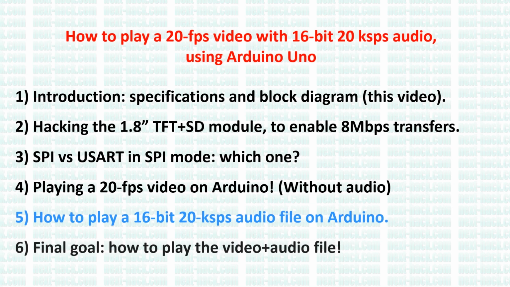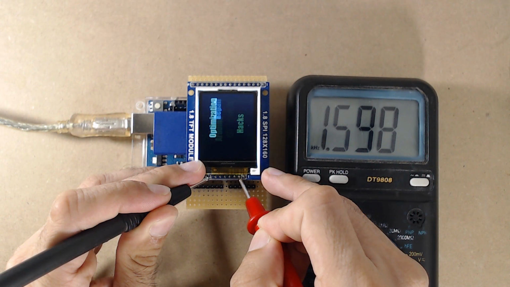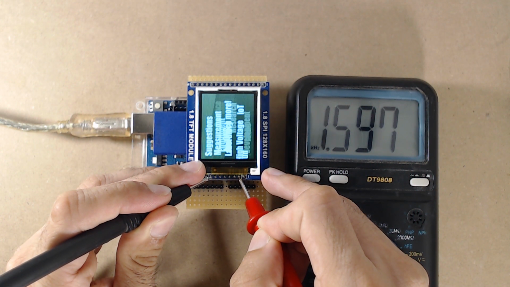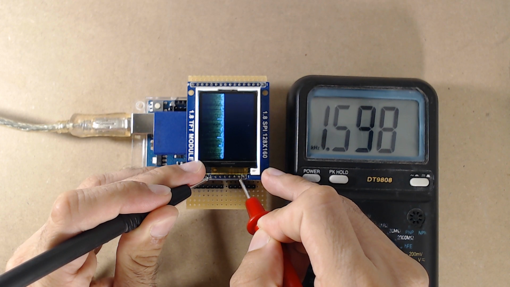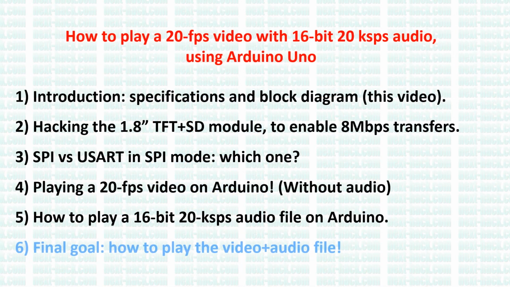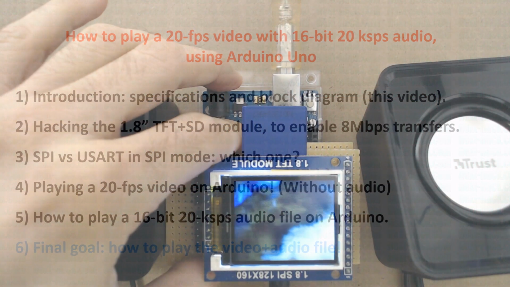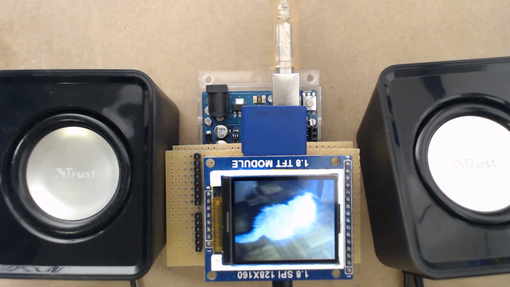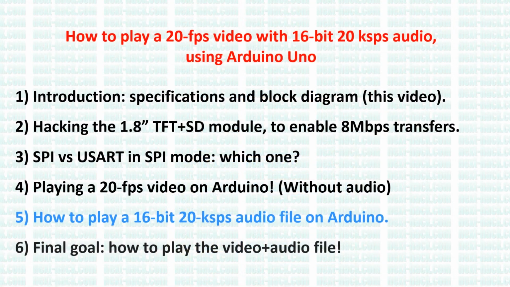Hi there! This is the fifth part of the tutorial how to play a video on Arduino Uno. In the last episode we already showed you how to play a 20 frames per second video. However, our final goal is to get video along with audio. In this part we will show you how to play a 16-bit 20 kilosamples per second audio using the Arduino Uno. Let's go for the next hack!